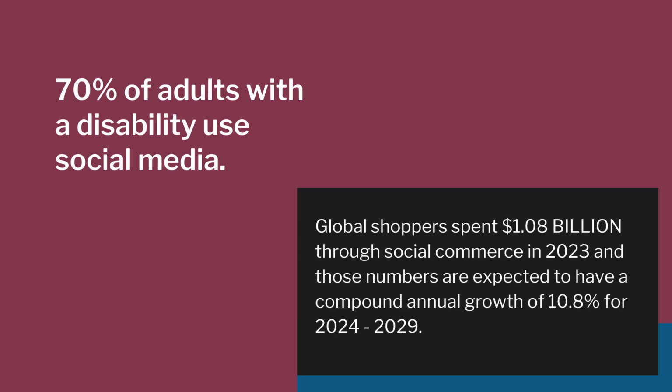Now, the global shoppers spent $1.08 billion through social commerce in 2023. Now, the numbers aren't out yet for 2024, but those numbers are expected to have a compound annual growth of 10.8% for 2024 to 2029. So what does this mean? This means that obviously people are spending a lot on social commerce. We're talking the TikTok shops, Instagram ads, your YouTube shopping, Facebook ads, all of that.